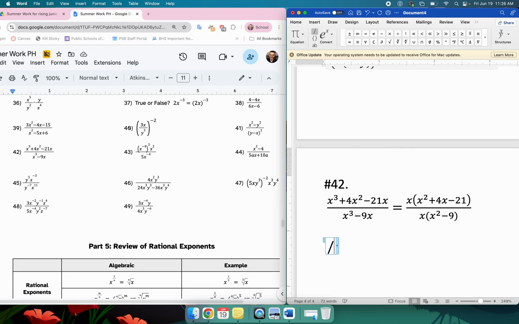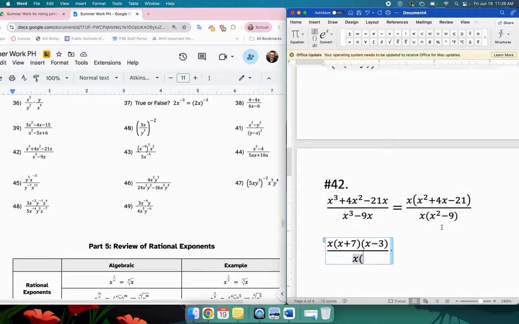In the numerator, x squared plus 4x minus 21, because that quadratic starts with a lead coefficient of 1, I'm just looking for a pair of numbers that multiply to negative 21 and add up to 4. So I think that's 7 and negative 3. So x plus 7 times x minus 3, that's how that guy factors.